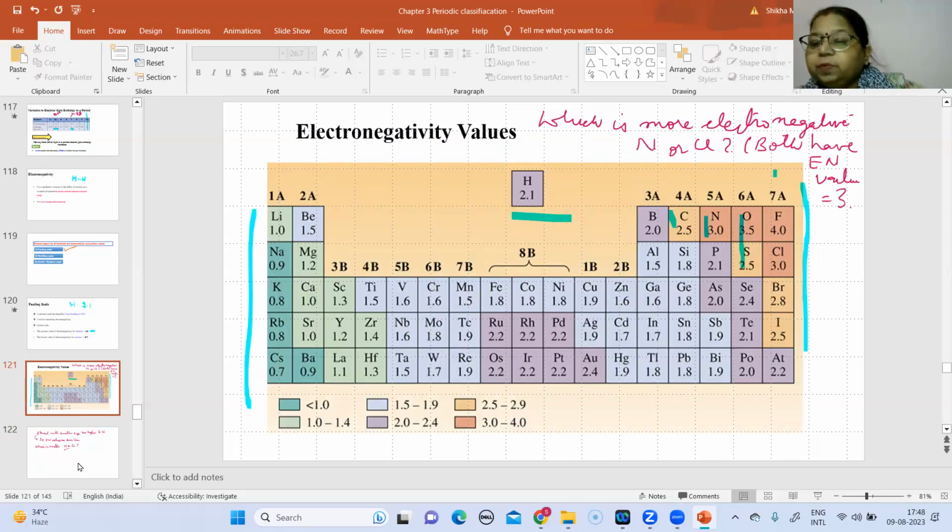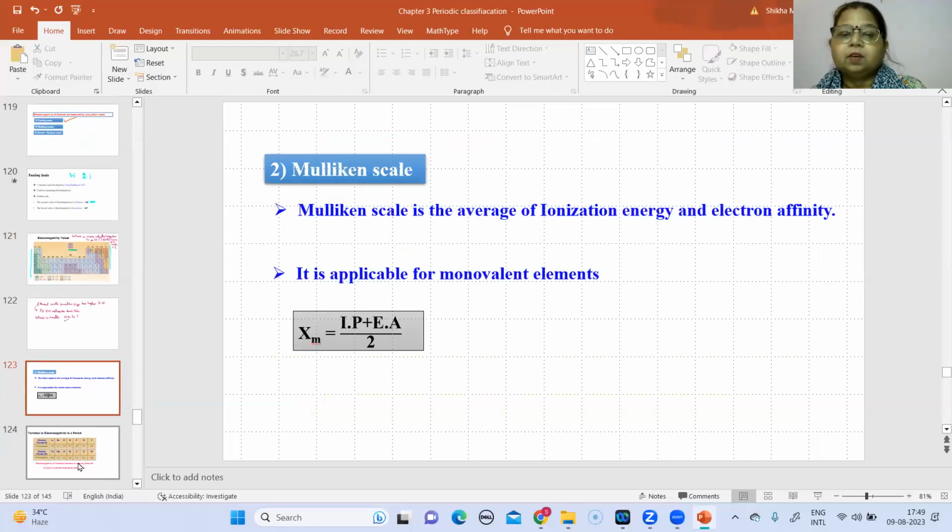Although the numerical values of electronegativity are the same for nitrogen and chlorine, still it will be nitrogen which will be more electronegative. If you have completed your chemical bonding chapter in your school or on your own, then you can understand the hydrogen bond between nitrogen and hydrogen will be a stronger bond. Chlorine never forms hydrogen bond. We'll do it in detail when we talk about chemical bonding. So we did one scale, that was Pauling's scale.